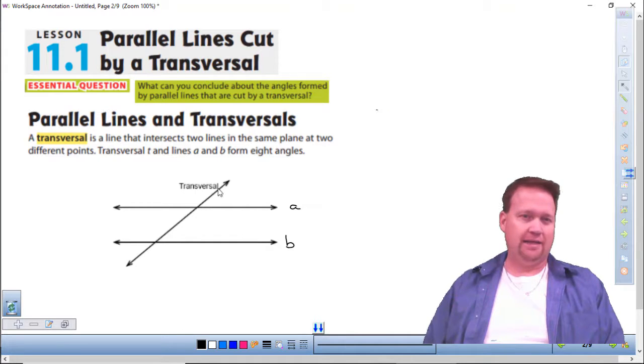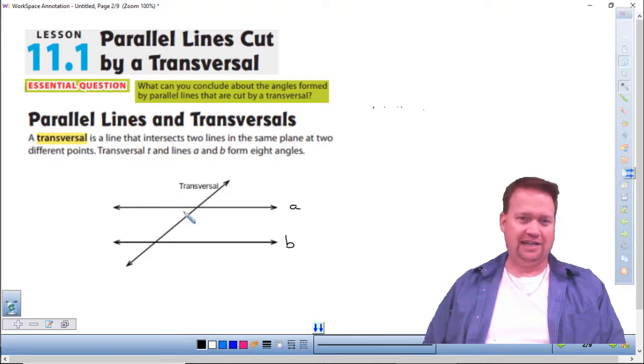And if we cut them by a transversal, a transversal is a line that cuts across two other lines. And right here you can see this transversal cuts across line A and line B. And we've got some angle vocabulary we need to deal with. First of all, there's going to be 8 angles total that are created. You can see these two up here, these are angles. These two down here, there's 2 more, and then there's the last 2, so there's 8 total.